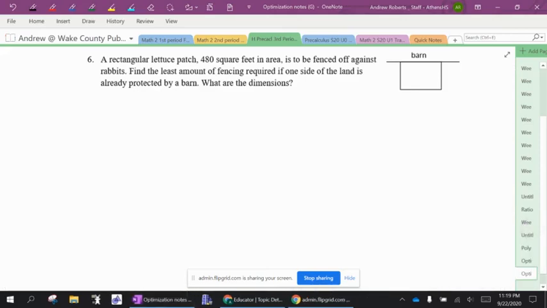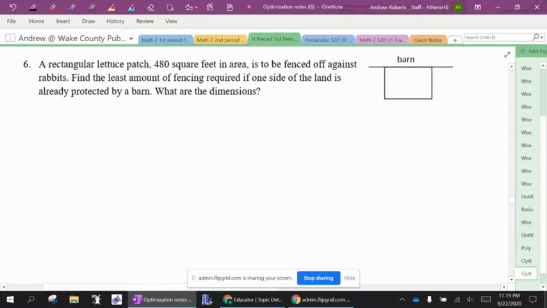Okay, so today we're going to review one of each type of problem. This is a fence problem to start with. It's number 6 from the notes packet that we've been doing. It says you had a rectangular lettuce patch, 480 square feet in area. So, area equals 480 square feet. It's going to be fenced off to protect it from rabbits. Find the least amount of fencing required if one side of the land is protected by a barn.